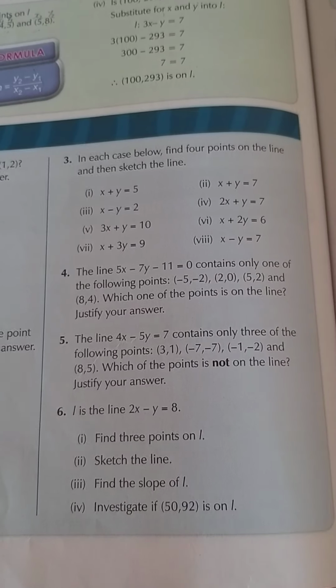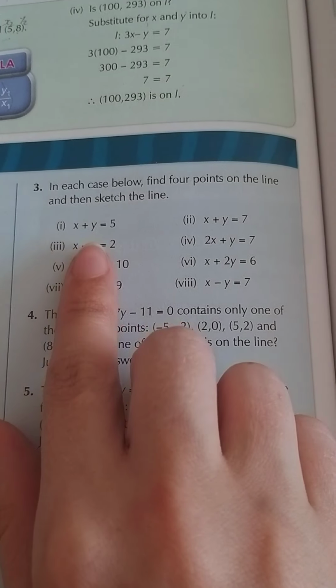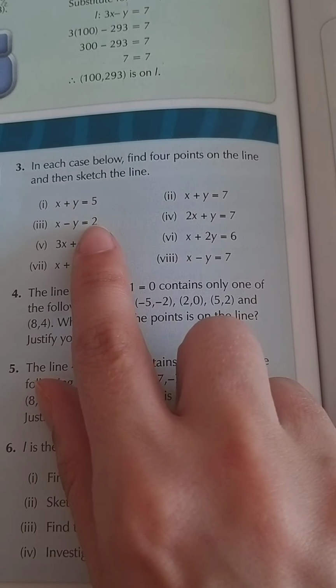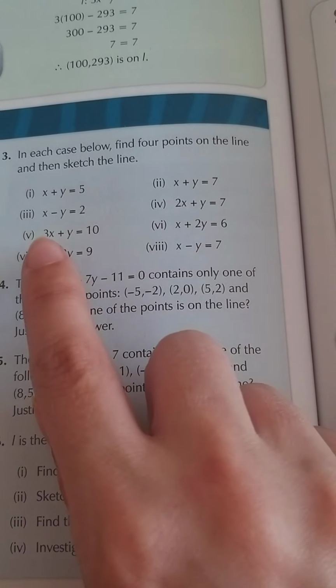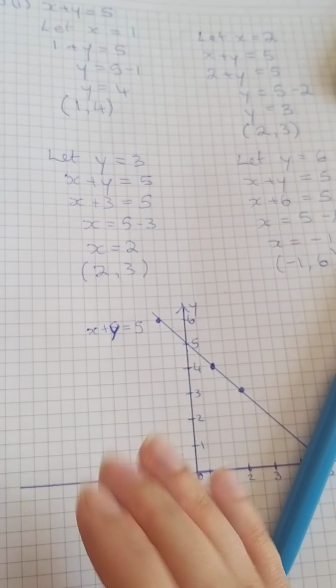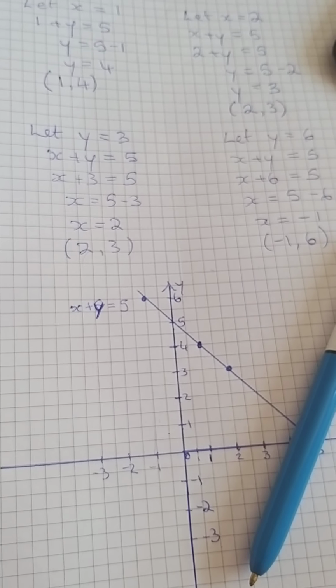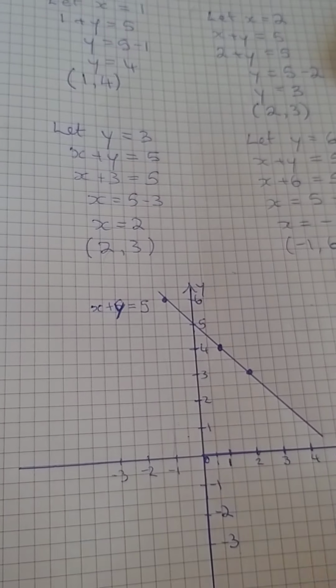Okay, sorry about that. I didn't realize it was still playing. Okay, so now I want you to do 2, 3, 4, 5, 6, 7 and 8, doing it the exact same way. Let your x and y equal whatever numbers you want them to equal. Get your points and then plot your line.